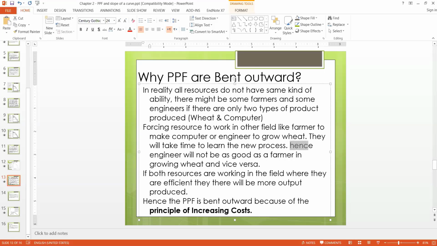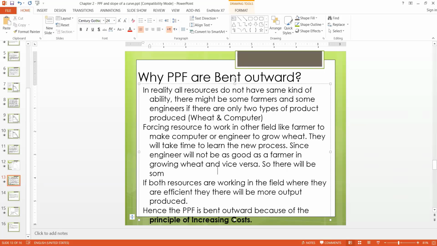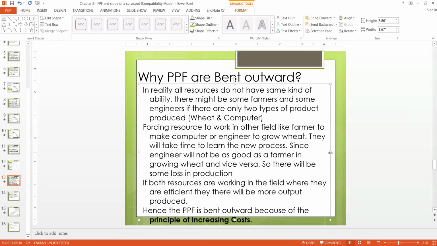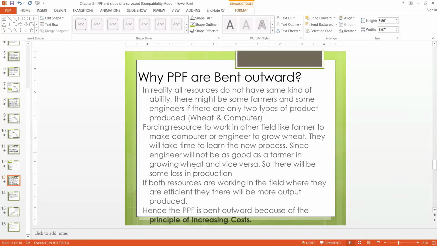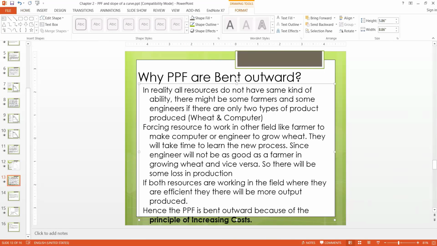Okay, since an engineer will not be good as a farmer in growing wheat, and vice versa, both the resources, vice versa. So there will be some loss in production. So the farmer who is used in making computers will not be as good as the engineer who is making computers.